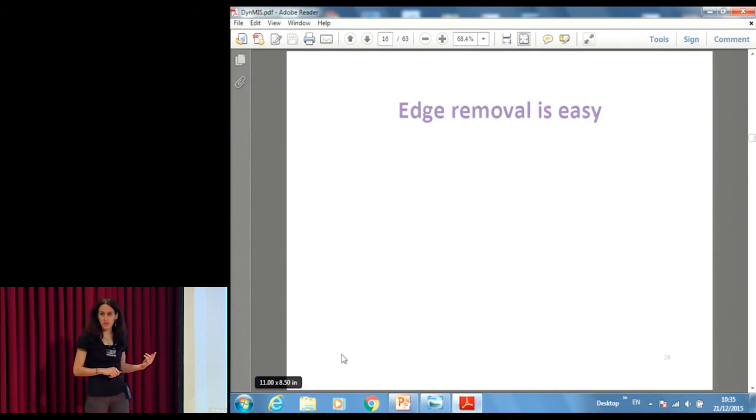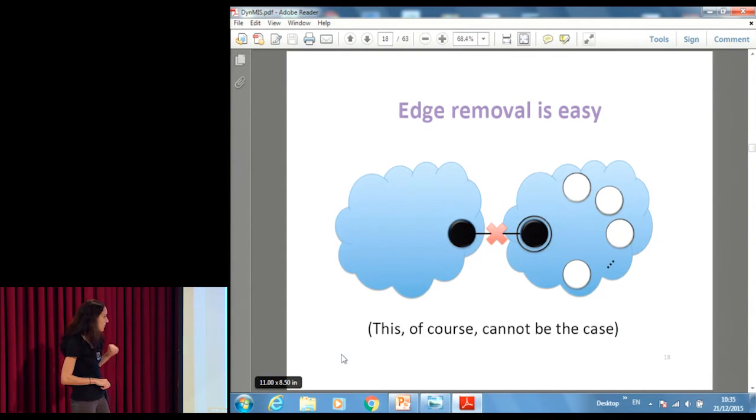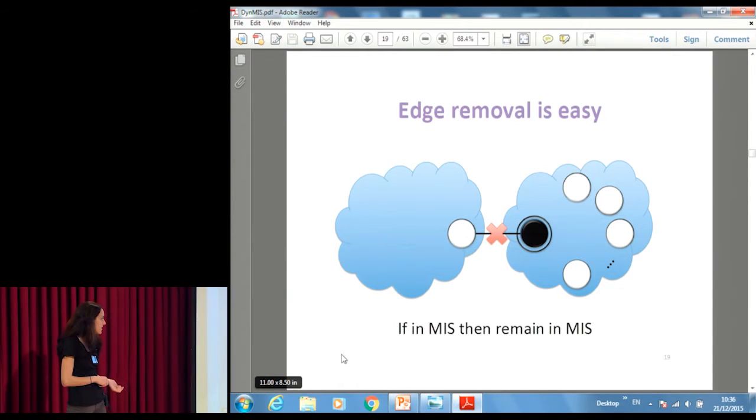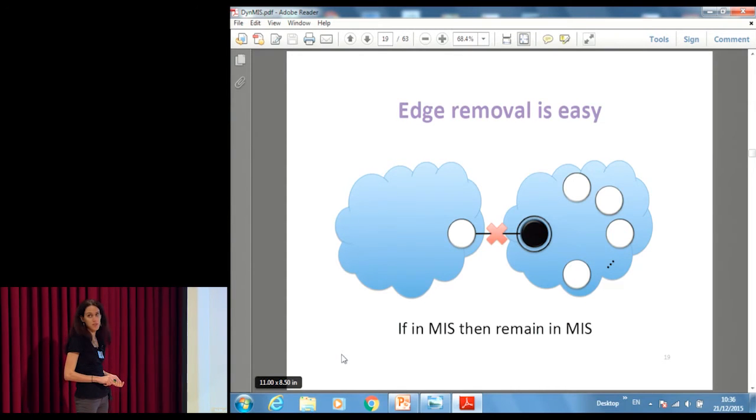Edge removal is also easy. Okay, so here's an edge that I remove, and let's consider one of its endpoints. I'm going to talk about this one, the circled one. It can't be that both of them were in the MIS. This is just a sanity check, because before I removed this edge, I had a valid MIS. So this cannot be the case. So suppose I remove this edge, and this guy is in the MIS. Then it simply stays in, right?